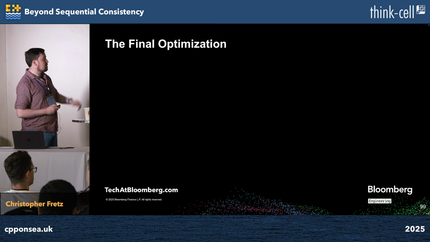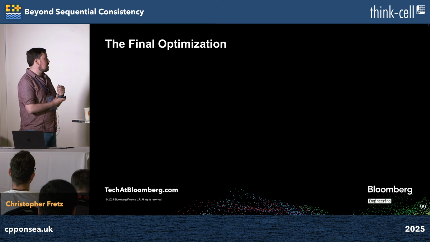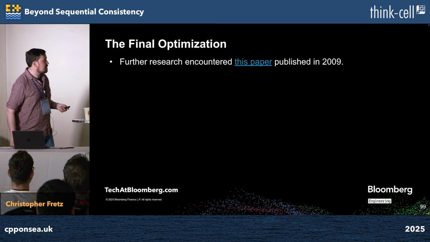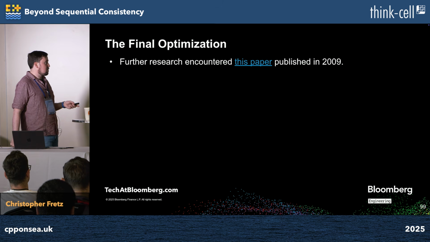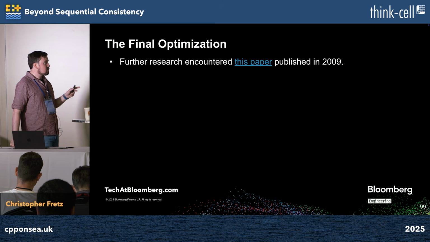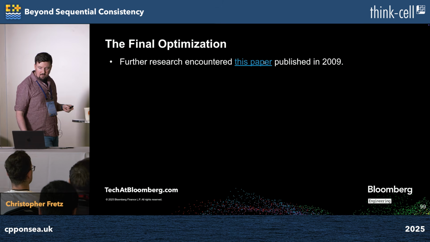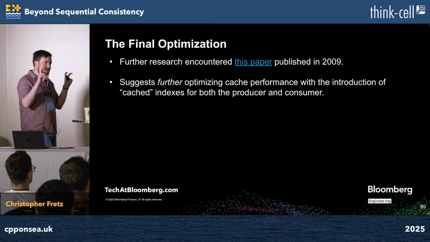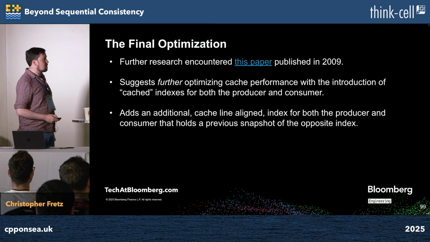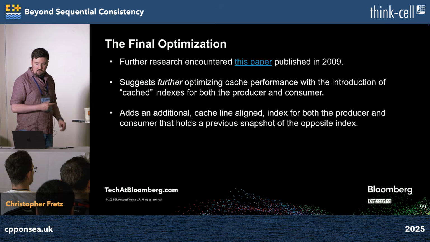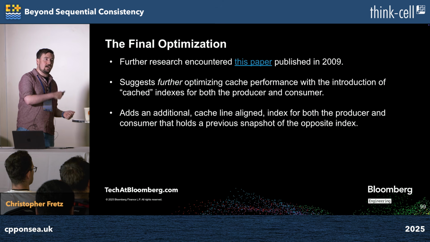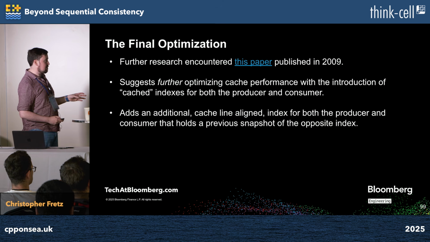Cool. Awesome. So the final optimization. This is one where, to be honest, I originally was thinking perhaps this was beyond the scope of my talk, but it was just really cool, so I decided to include it anyway. It doesn't have anything to do with memory orderings. Further research encountered a paper that I've linked to here. We'll publish these slides. Basically, this suggests further optimizing the cache performance with the introduction of cached indexes for both the producer and consumer. This adds an additional cache-aligned index for both the producer and the consumer that hold a previous snapshot of the opposite index. That probably sounds kind of confusing.